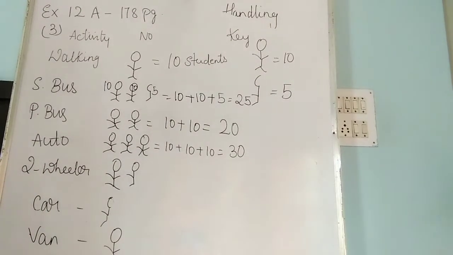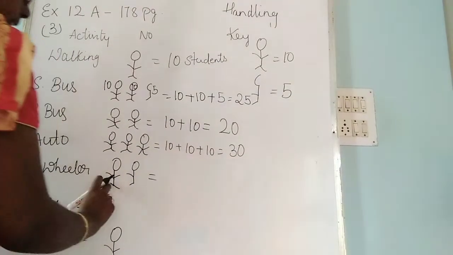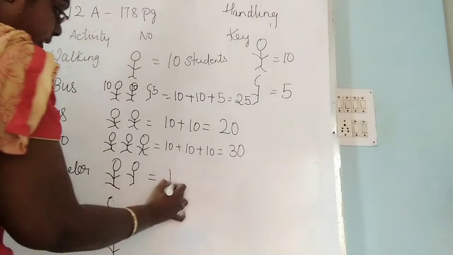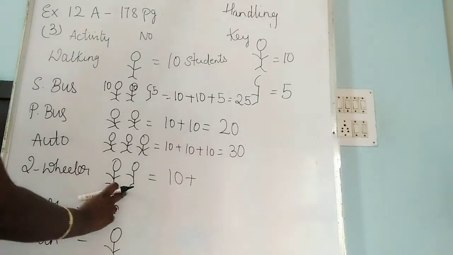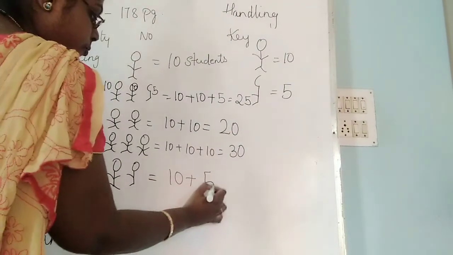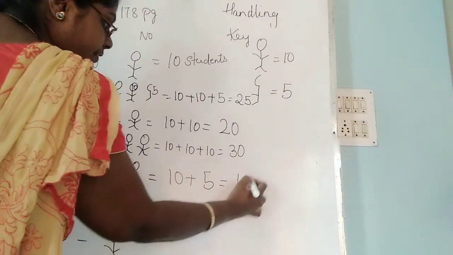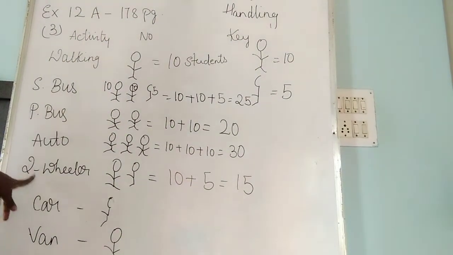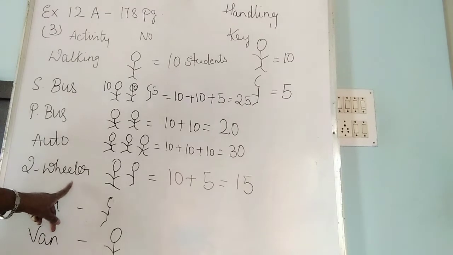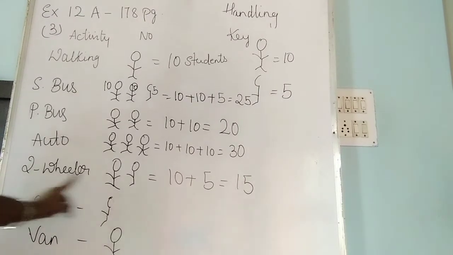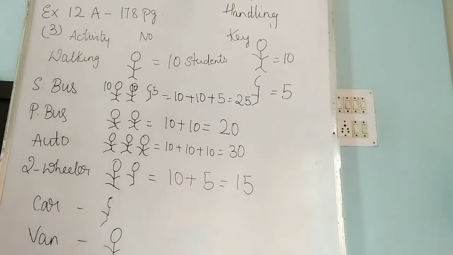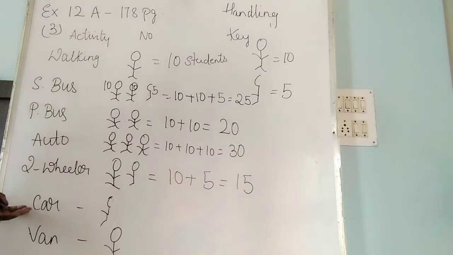Next, two-wheeler. Key given here, one complete doll, so 10. This is half the doll, so 5. So 10 plus 5 is 15. So 15 students come to school using their two-wheeler.